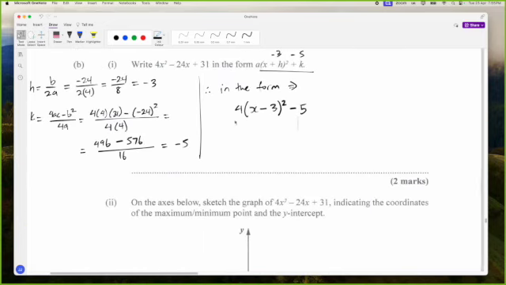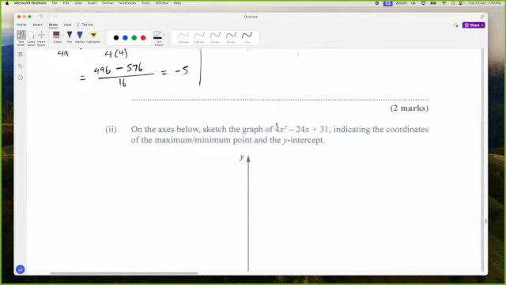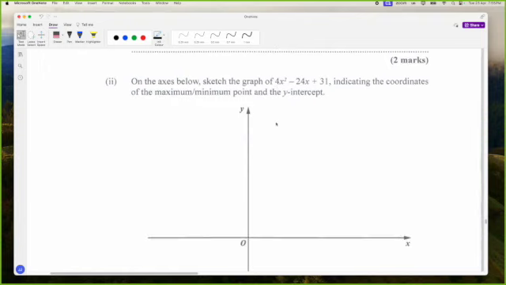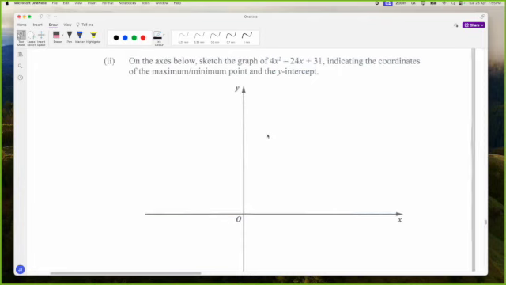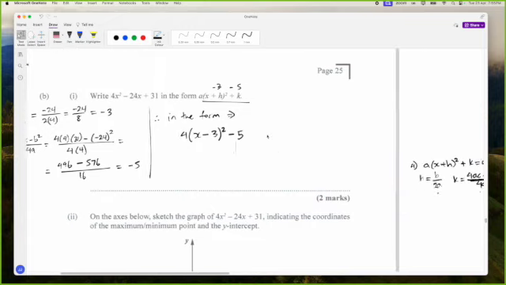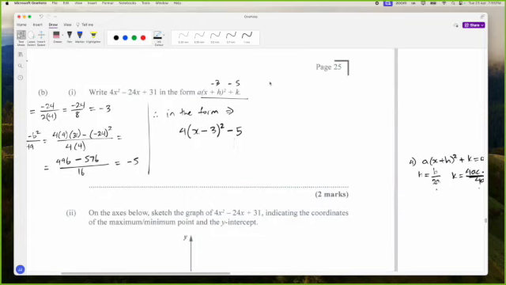This here will actually help you find your roots as well. So on the axes below, sketch the graph indicating the coordinates of the maximum point. Right, so let me find the maximum point using this. Oh no, not for the turning point, sorry, for the roots. Let me talk about the roots. The roots is the hard thing. That's where it cuts the x-axis, right?